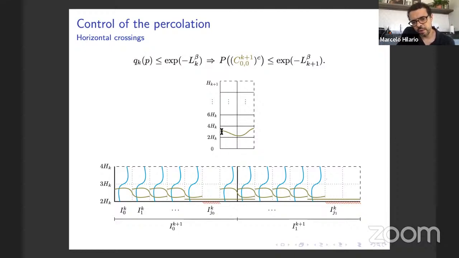And then you have some probability of crossing here, which is good enough. And then when you take into account the many attempts that you have in these disjoint strips, then you can obtain this bound in the next scale. So this is done for horizontal crossings like this.